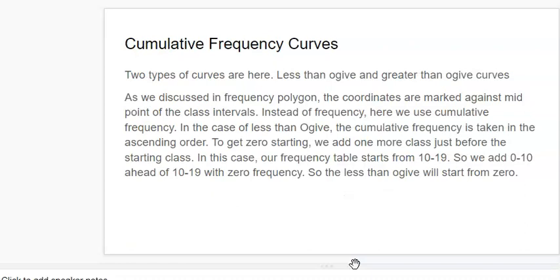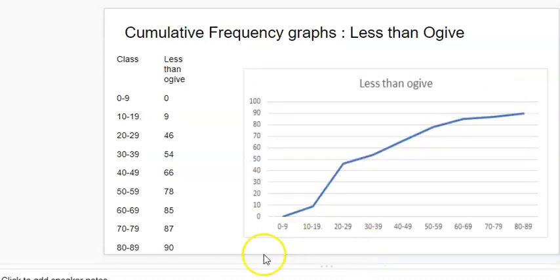Then cumulative frequency curves. So far we have taken the frequency directly. Now we are going to take the cumulative frequency. So this is the cumulative frequency. Our class was starting from 9. Then we start from 0, 0 to 9, 9 to 37, 46, 46 plus 8, 54, 54 plus 12, 66, 66 plus 12, 78, 78 plus 7, 85, 85 plus 2, 87, 87 plus 3, 90.